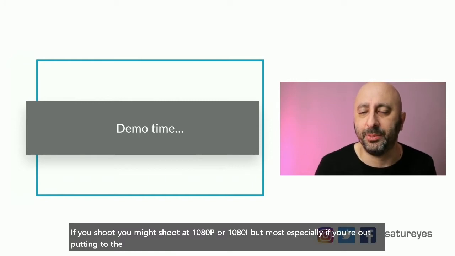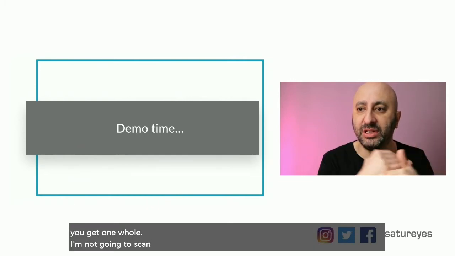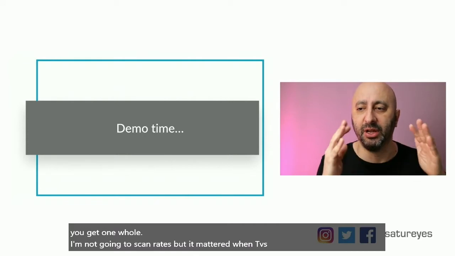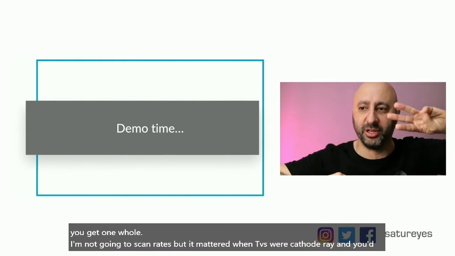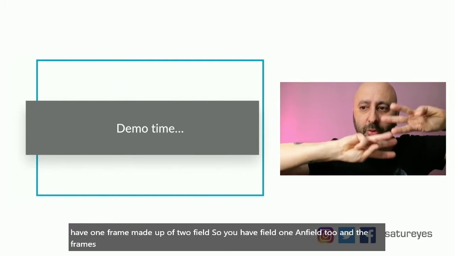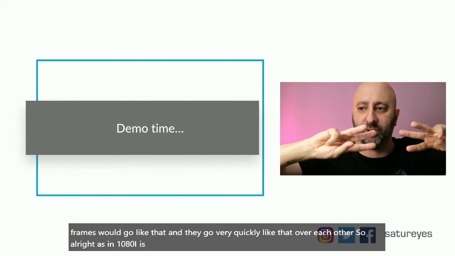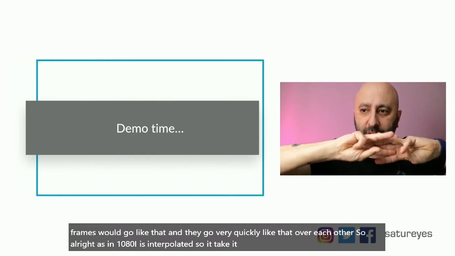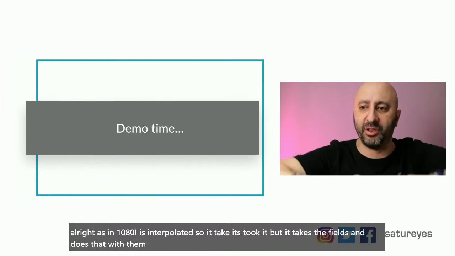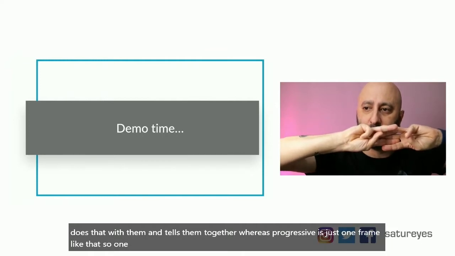So 1080p is progressive, which means you get one whole frame. I'm not going to go into scan rates, but it mattered when TVs were cathode ray, and you'd have one frame made up of two fields. So you'd have field 1 and field 2, and they'd go very quickly over each other. So the i in 1080i is interlaced. It takes the fields and gels them together, whereas progressive is just one frame, so one frame is the fields melded together.